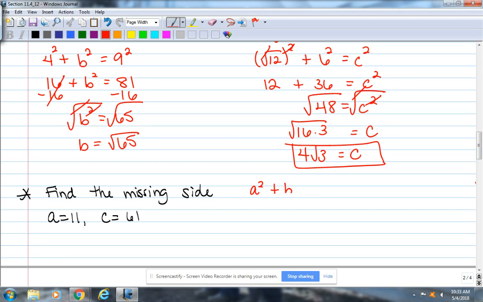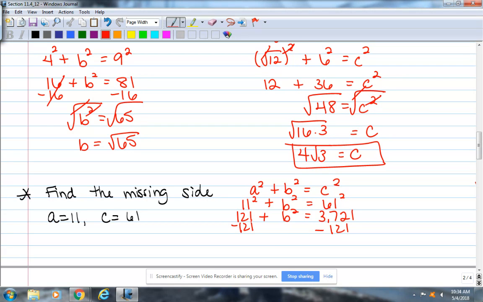So which one's missing, y'all? B is missing. So what goes in for A? 11 squared plus B squared equals 61 squared. What's 11 squared? 121. Plus B squared equals what's 61 squared? 3,721. And then how do you solve for B?